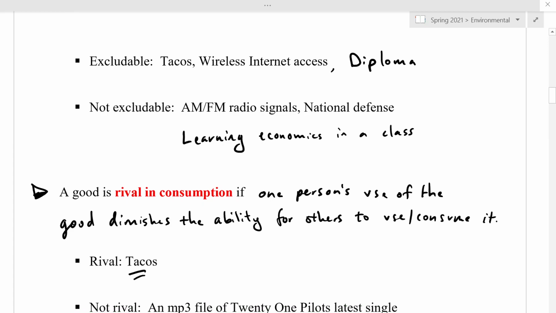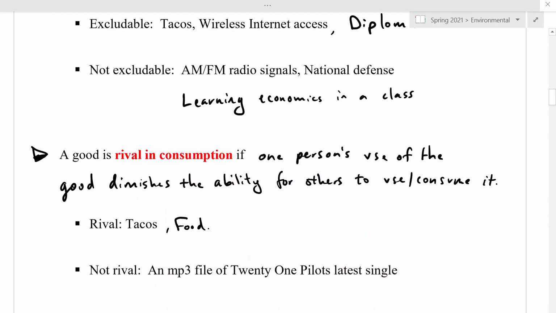Again, tacos, right? If I eat a taco, that's one taco that somebody else can't eat. It's gone. If I eat one bite of a taco, that bite of the taco is gone. And so in general, food is a really good example of a good that's rival in consumption. Non-rival, an MP3 file, right? If I have an MP3 file of some song, I can listen to it. And if I listen to it, it doesn't go away. I can listen to it again. I can share it with my friends. They can listen to it. That's non-rival.